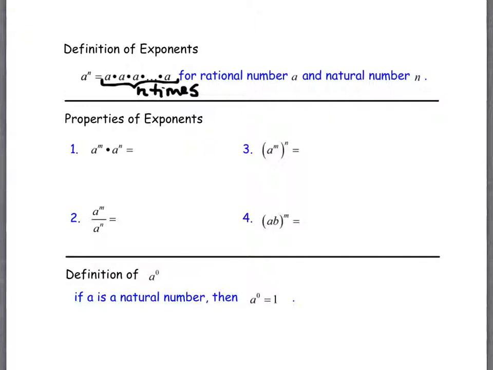Do you remember what happens or how we can simplify when we have the same base, a, and we have exponents on them? You add the exponents. What happens if you have the same base and they're divided? You subtract the exponents.